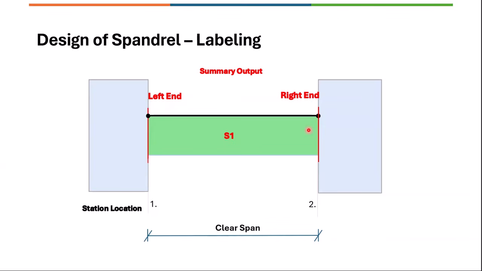So next is Spandrel design. So Spandrel design again is going to be a summary, an envelope summary actually. So designing for all combinations, you'll get a single output at 2 locations, one on the left and one on the right.